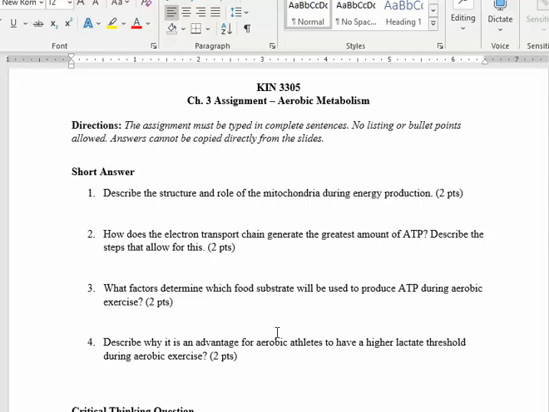Next is factors determining which food substrate will be used to produce ATP during aerobic exercise. So when I say food substrate, I mean carbohydrates, fats, or proteins. So what factors determine which macronutrient will be used for ATP production during aerobic metabolism?